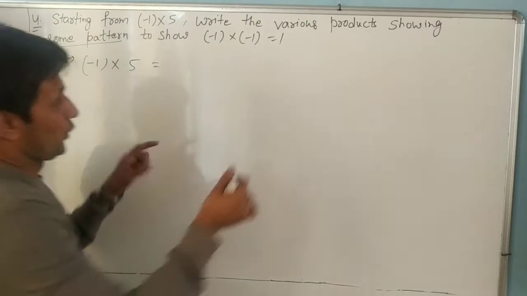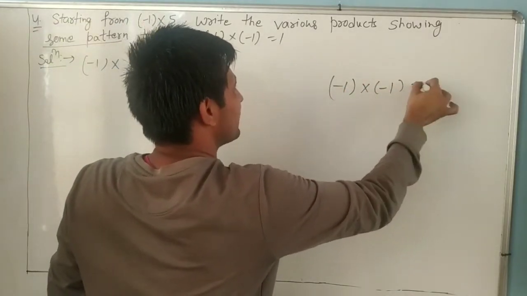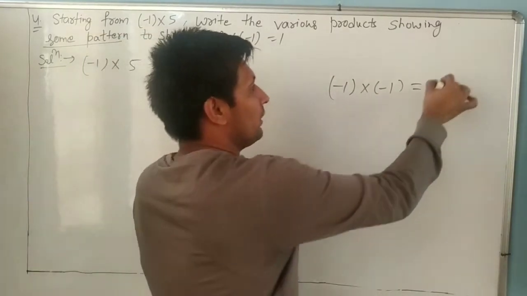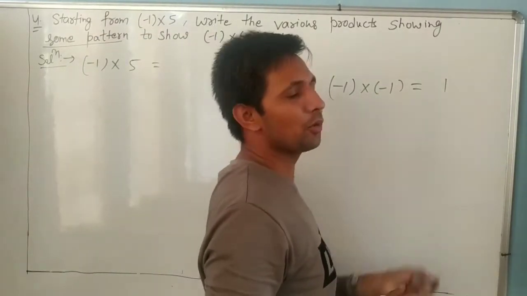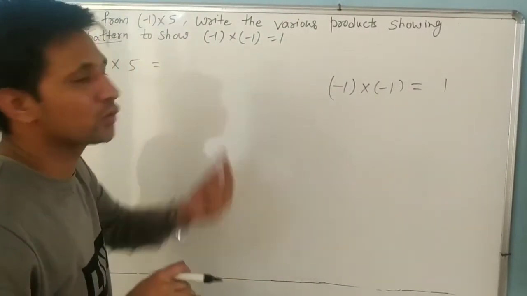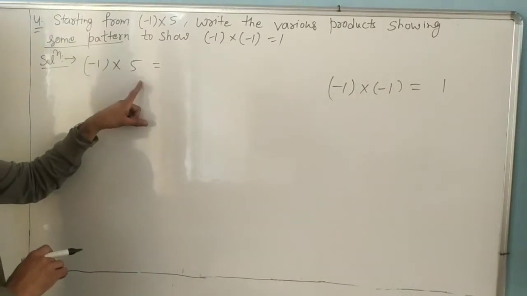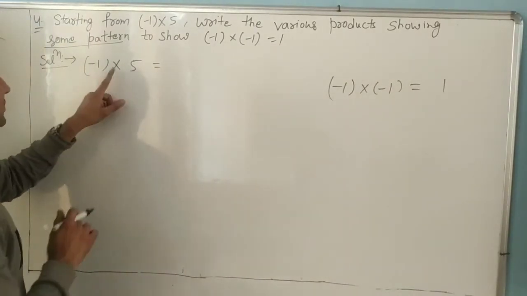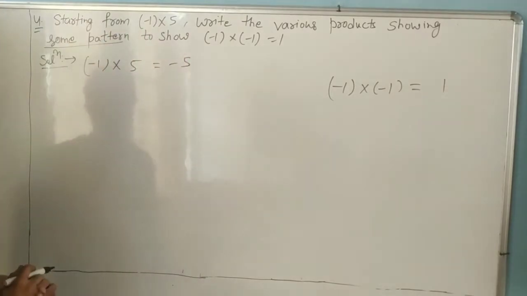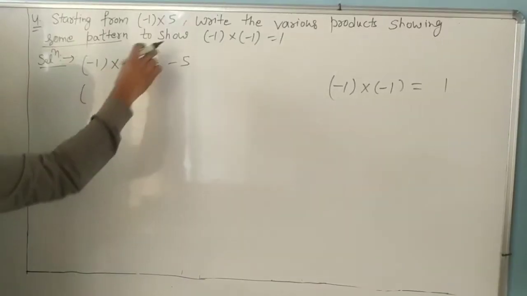So we have to show that minus 1 into minus 1 is 1. Everyone knows negative into negative in multiplication gives 1 into 1, 1, and if both have the same sign it is always positive. Everyone knows it is 1, but by showing a pattern, we have to show that. Look at how we will write. Negative into positive, in multiplication, 1 into 5 is 5, and negative into positive is negative. Next, write the various products. Okay, we will write it to show that.